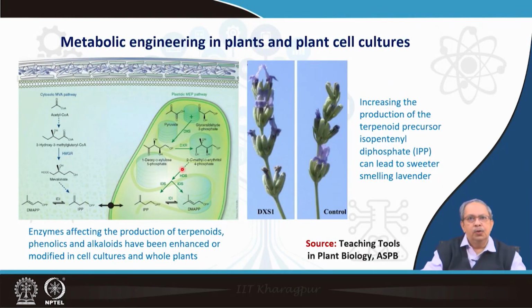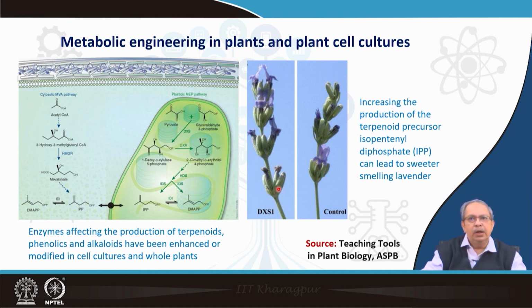Okay. So, both plants as well as plant cell cultures can be targeted for production of the metabolites. Like plant cell cultures, the genes can be transferred into the plant cell cultures, and as a result, the plant cell cultures will be capable of producing your desired product in higher amounts, which is not the case in the normal wild type cells.